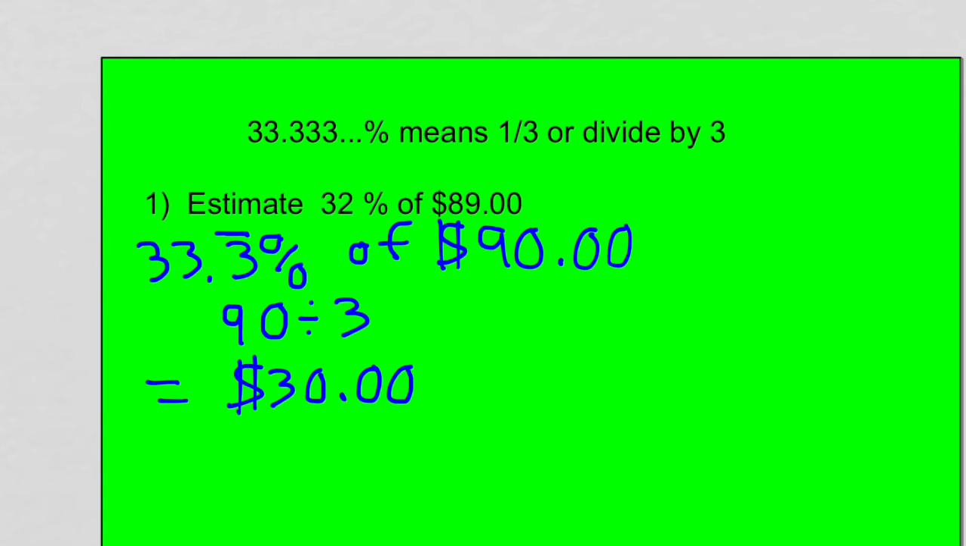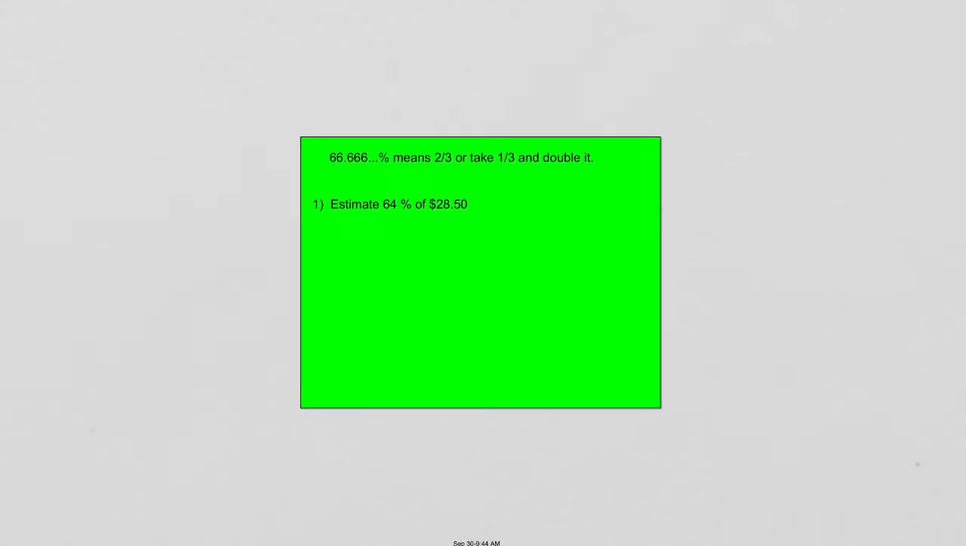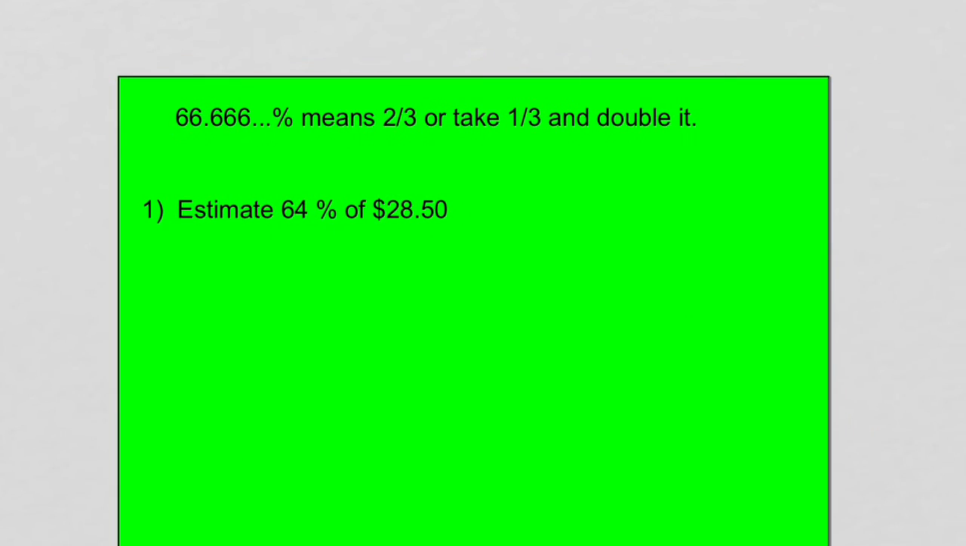So 33.3 repeating percent is a percent we can use. We can also use 66 6/10%, which means 2/3, or take 1/3 and double it. So if you have something that can be easily made to divide by 3, you can take 1/3, and you can also take 2/3 by doubling it.